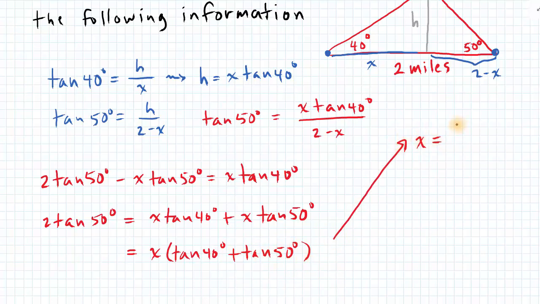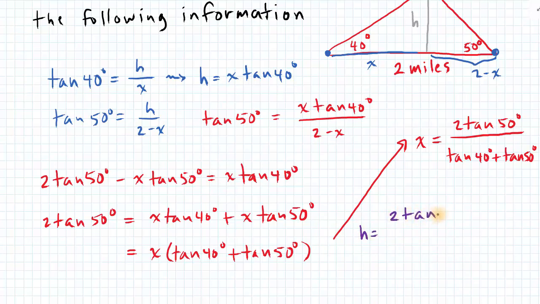x will be equal to 2 tan 50 degrees divided by tan 40 plus tan 50. So we have the value for x. We can plug that into our calculator and get an approximation. We are trying to find the height, which is x tan 40, so let's go ahead and solve for h now. So h is x tan 40, so we're simply going to multiply the numerator of this by tangent of 40 degrees.